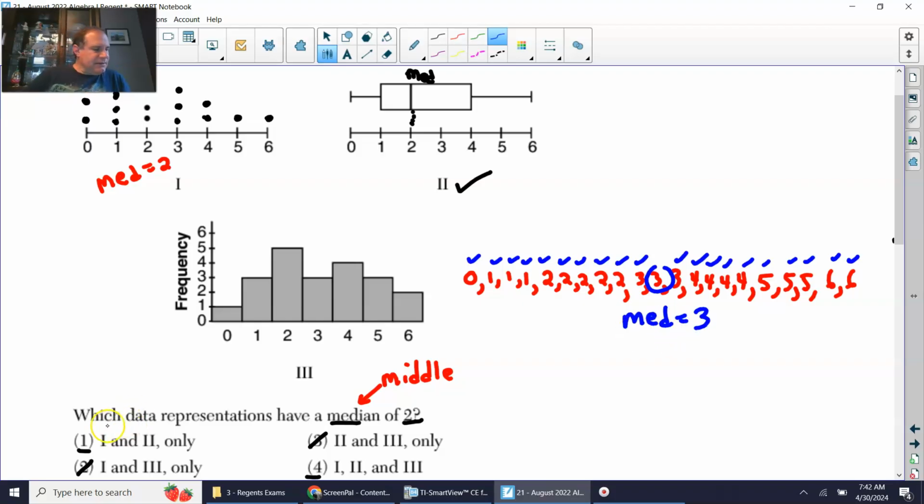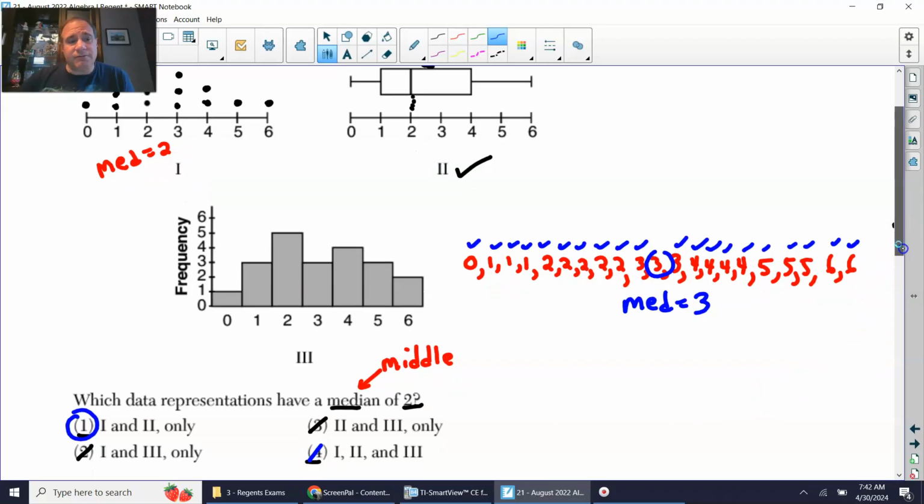So that means that 1 is my answer, because 1 and 2 definitely have a median of 2. So again, like I said, if you want to do 1, but you know 1 is a part of both of them that are there, work harder. Don't work hard, work smarter. So that's it. That's all you have to do for that one.